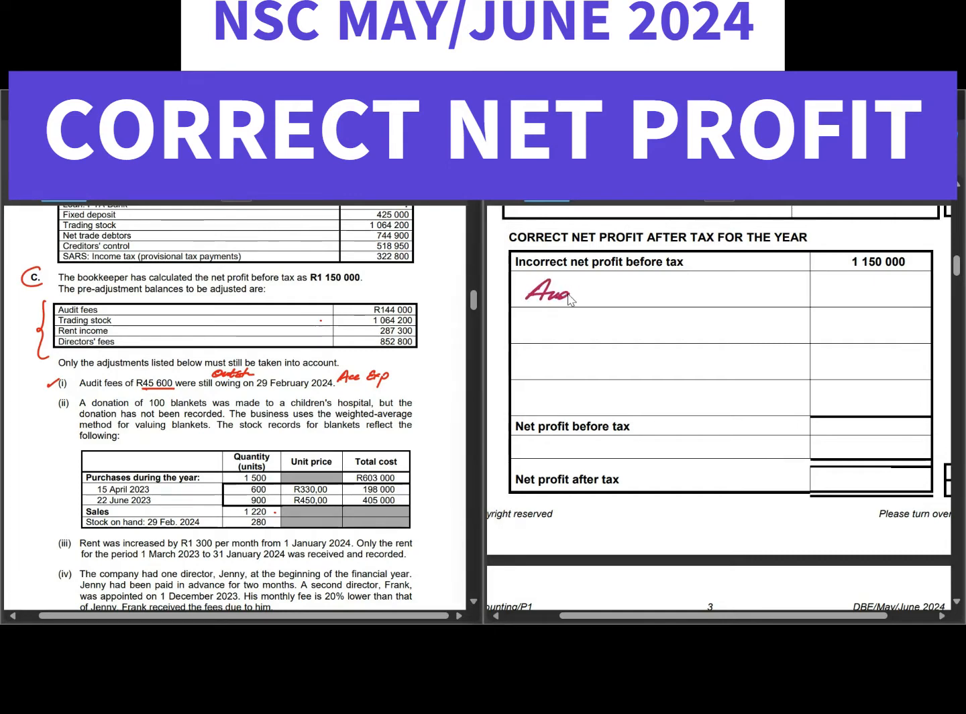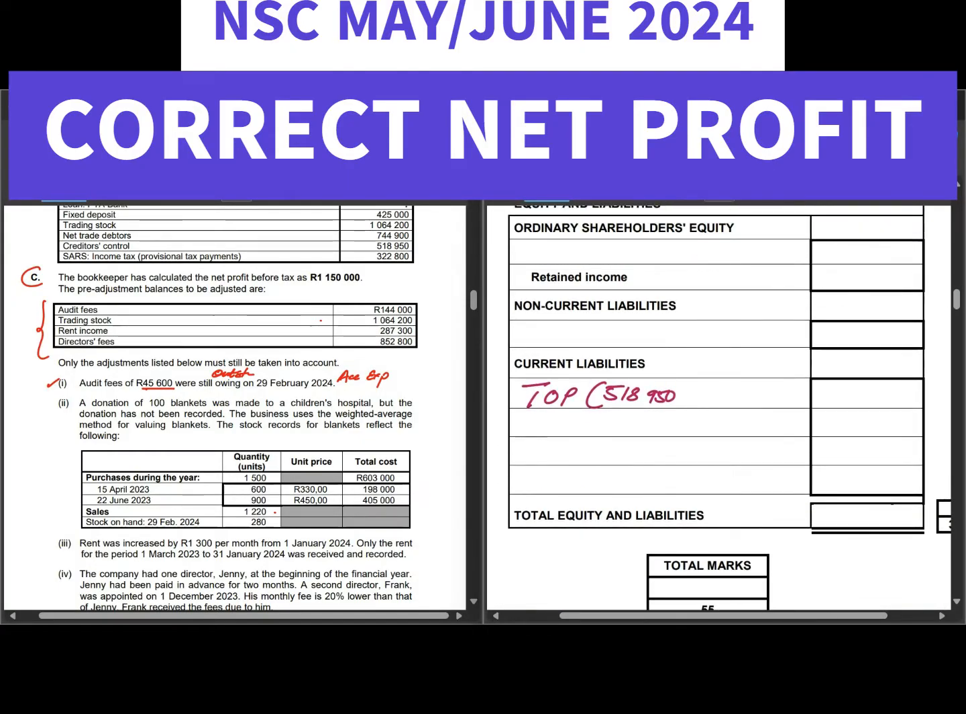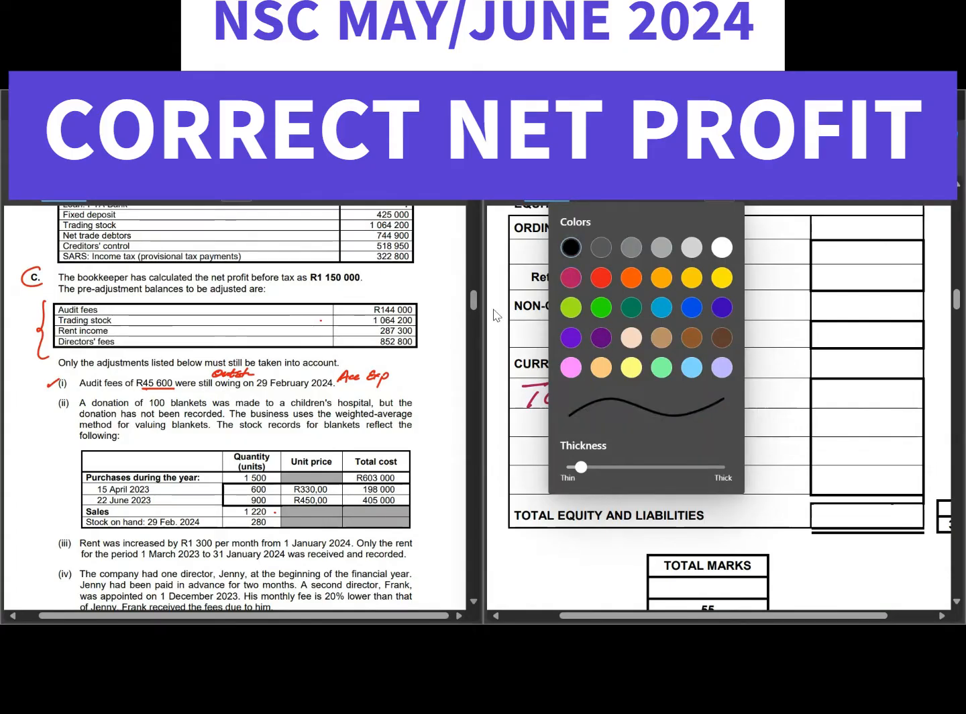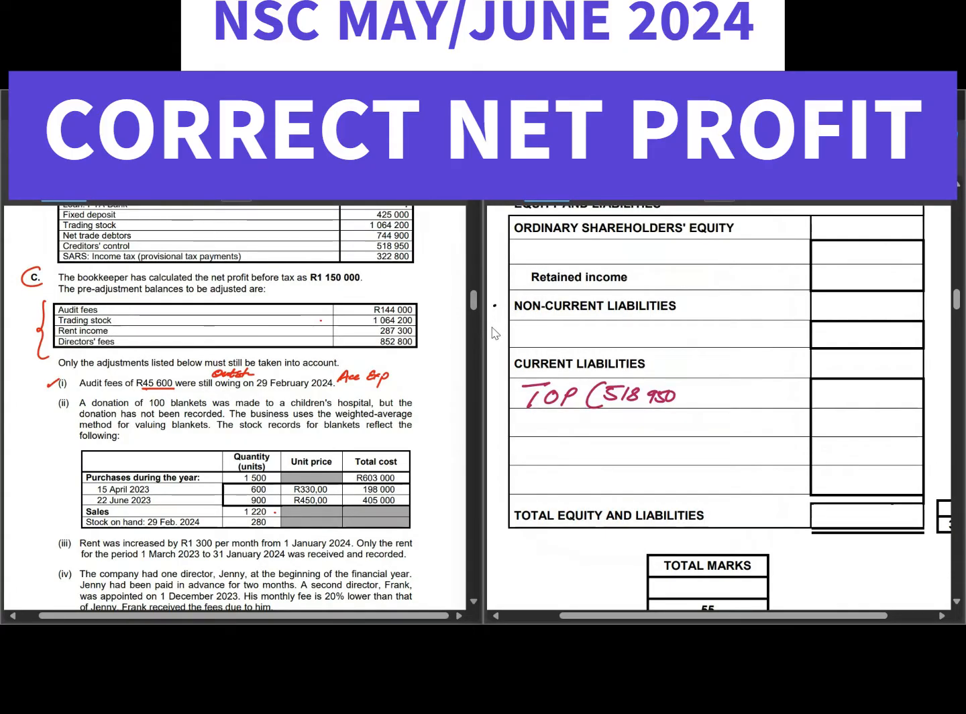So I would come here and say audit fees, and then put in brackets 45,600, because I have an expense that was incurred but not yet recorded. And I know that would also go to my trade and other payables. So I know I have an accrued expense of 45,600. I'm going to come here and say on my trade and other payables plus 45,600. This, remember, was from the list of balances already. We have that one. Let's go on to the next one, which is number 2.